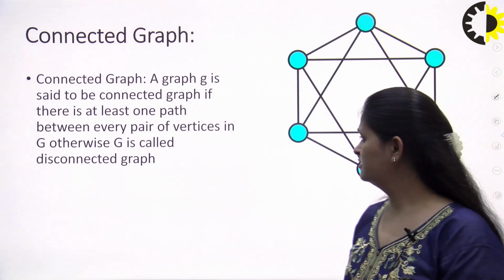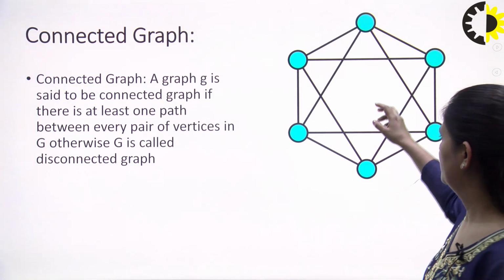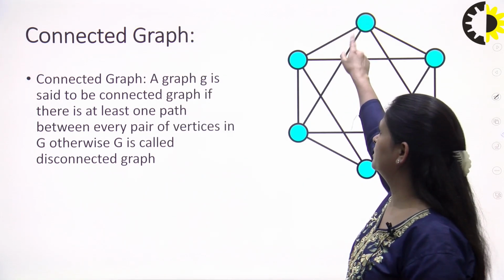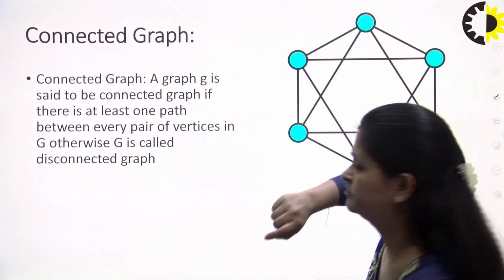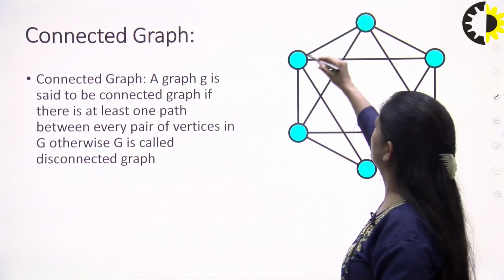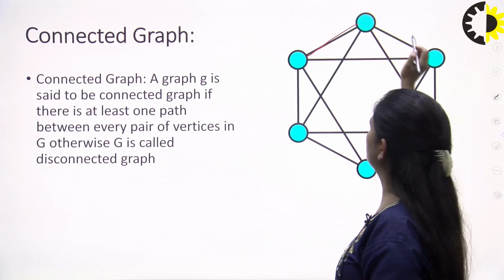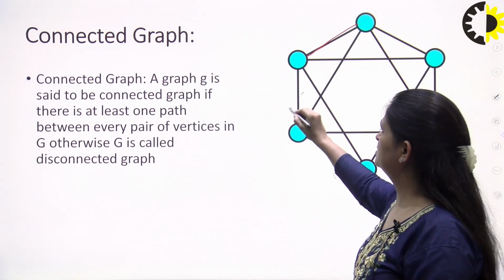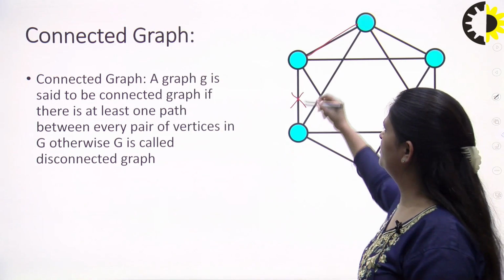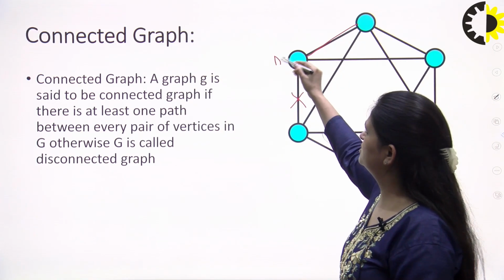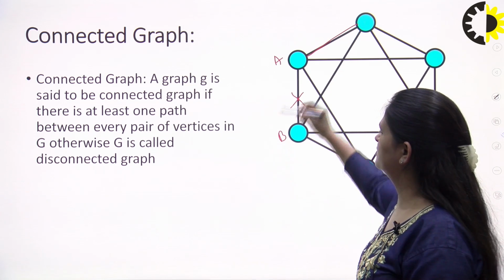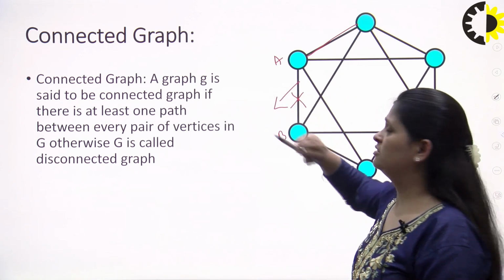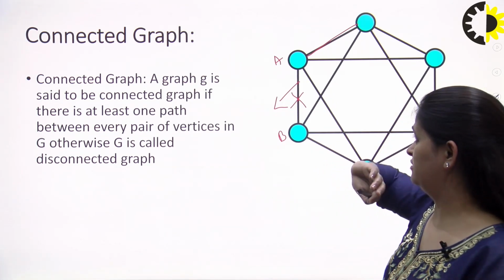This is a graph. If every pair of vertices is connected with an edge, then it is called a connected graph. Suppose this is vertex A and this is vertex B; if there is no edge between A and B, then it is called a disconnected graph.